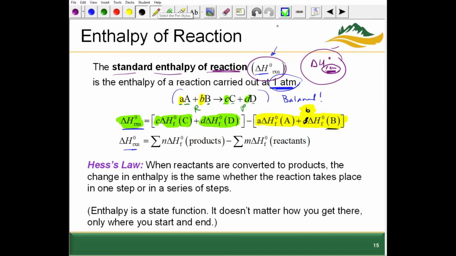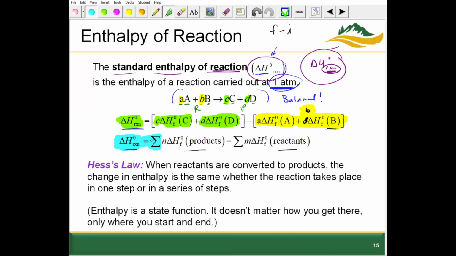Generally, we have seen final minus initial. This is the same thing, right? We're taking products minus reactants. Another way you may see this represented, this is the same thing. We have delta H of the reaction, so standard enthalpy of the reaction is equal to the summation, so that's that symbol here.